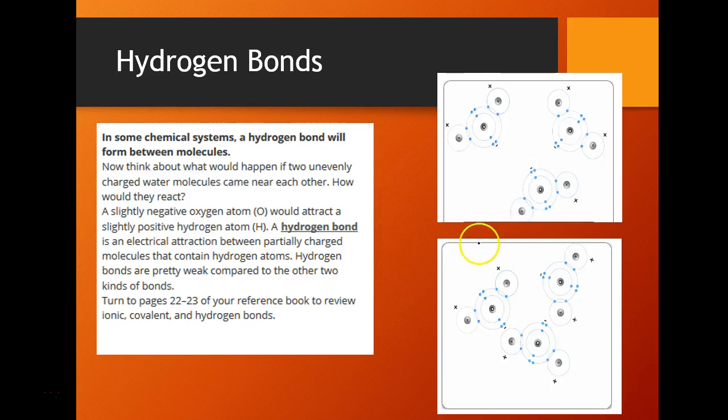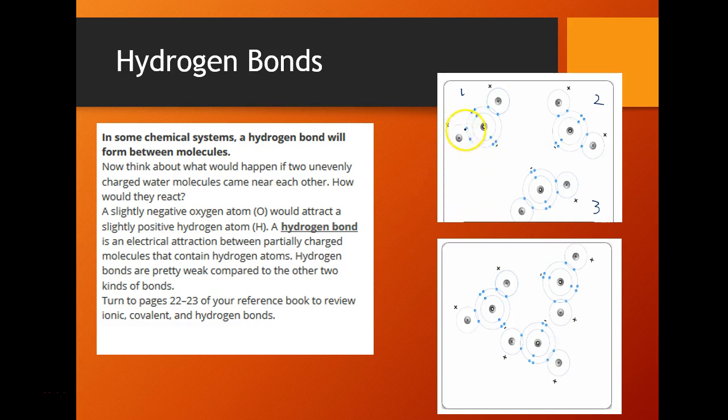The last type of bonds we're going to talk about in this lesson is hydrogen bonds. A hydrogen bond forms between molecules, and it's actually one of the weakest bonds out of all the chemical bonds. One example is if we look at the water molecules one more time, we have one, two, three separate water molecules interacting. We're going to take a look at how they would interact with one another.